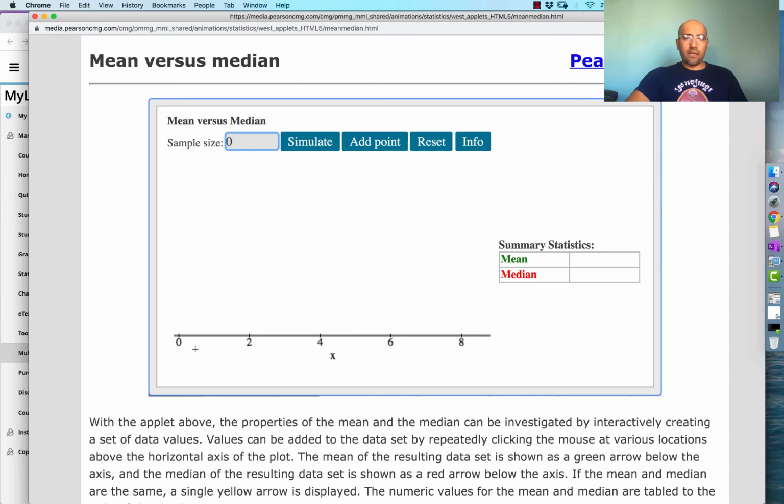Okay, so here is a number line from 0 to 8. So I can just kind of add values into here. So I can put a little ball there. It looks like it's a little bit higher than 4. It looks to be having a little bit of a hiccup here. Reset.